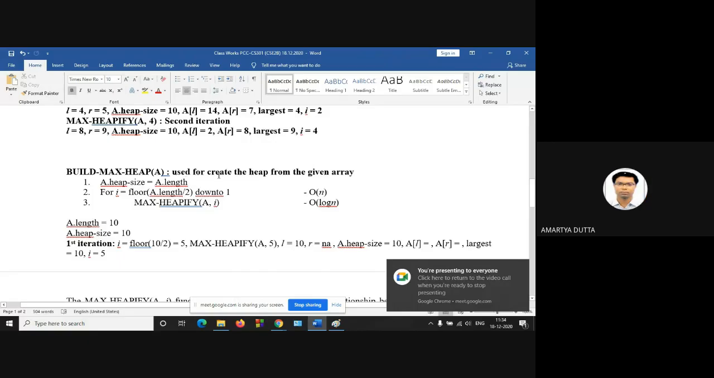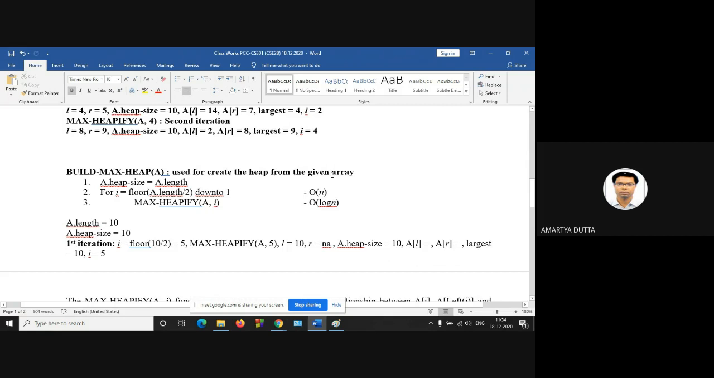used for creation of your heap using a scratch data using the given array. Okay, so these are the three lines. Now we have to execute an example.